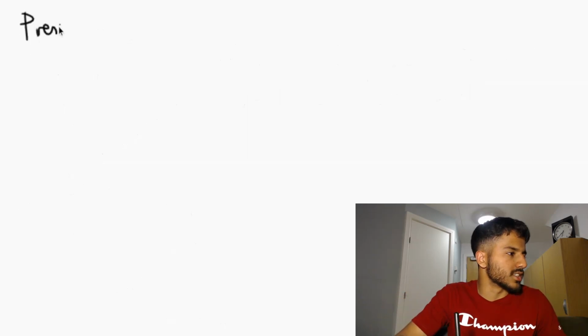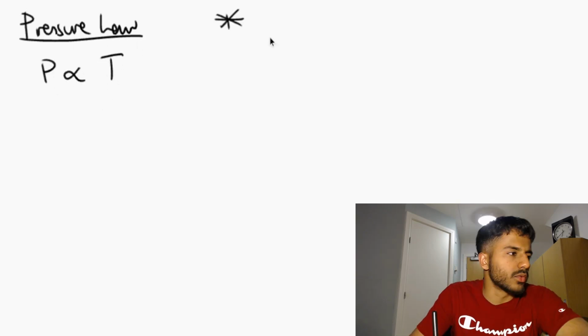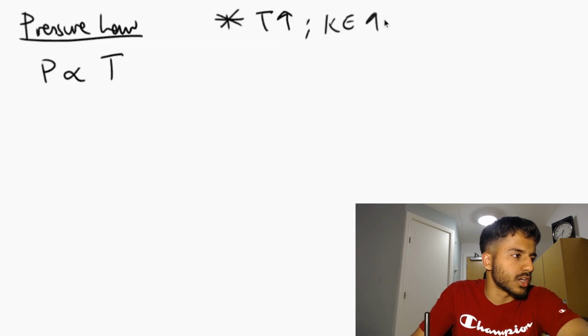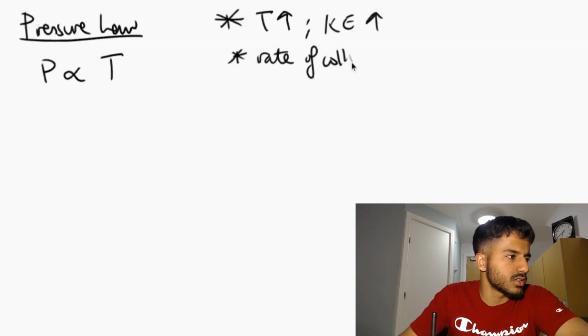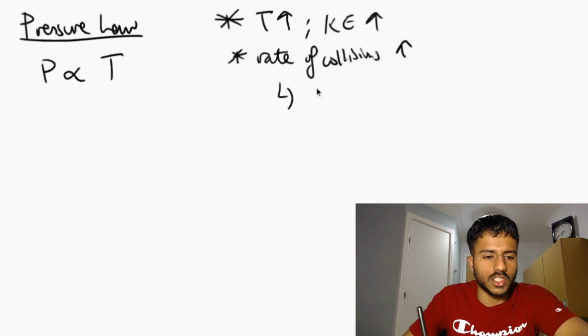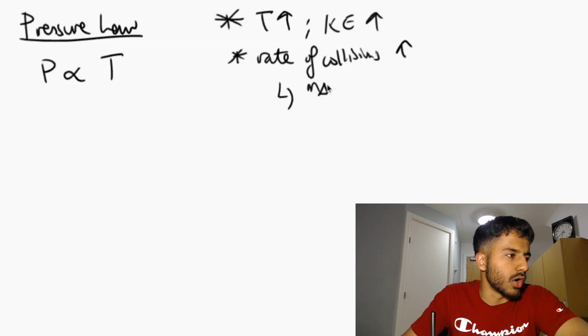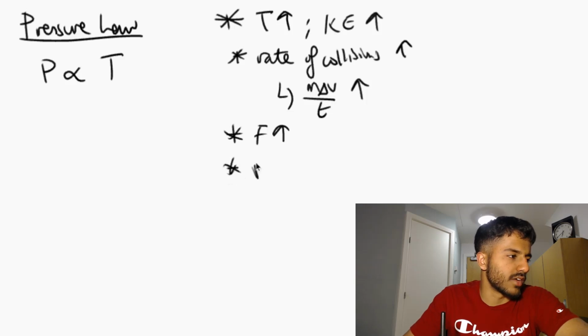The final law is our pressure law. And this states that pressure is directly proportional to the temperature. And the reason for this is, well, if the temperature increases, we know that the kinetic energy of these particles increases. So that means that the rate of collisions increases. And therefore, since we're increasing the rate of collisions, the rate of change in impulse will also increase. And therefore, we exert more force between our particles, and therefore we have a higher pressure.